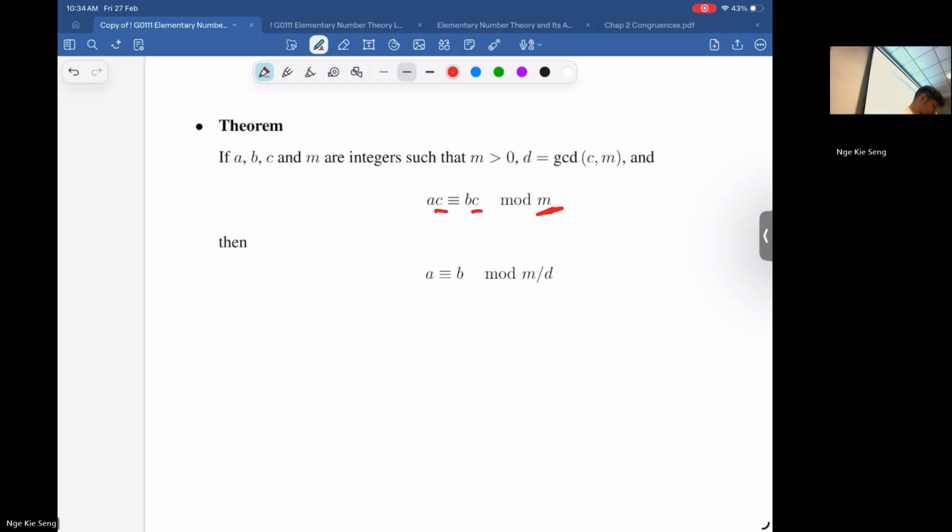M over D. Okay, so meaning if you consider mod M over D, you can cancel out the C. You can remove the C. Maybe I won't present this proof, but I'll give you an example.